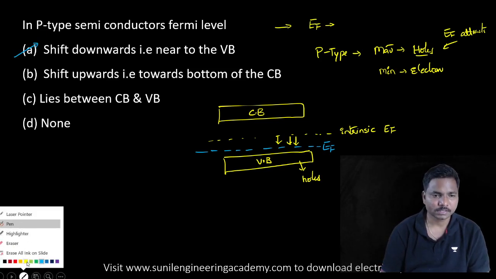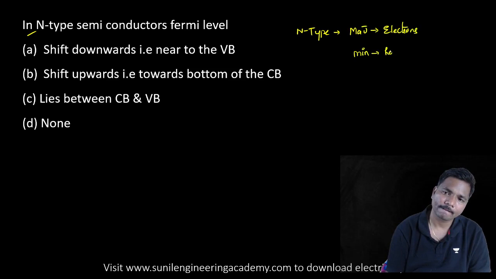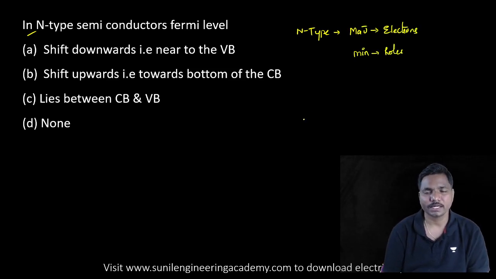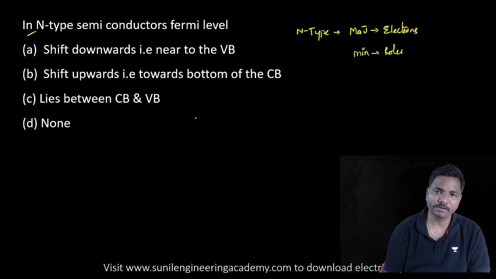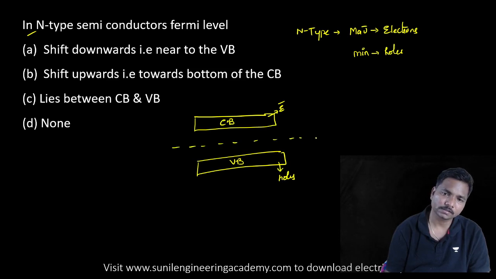Okay, in the same way, consider N type. N type: majority electrons, minority holes. Majority are electrons, minority are holes. So that means it will be shifted to the majority carrier side. Majority carriers are electrons. The conduction band has electrons, the valence band has holes. So for intrinsic it is in the middle.